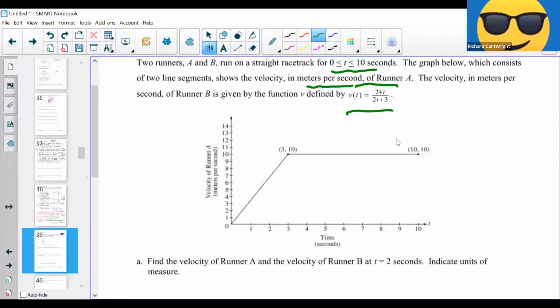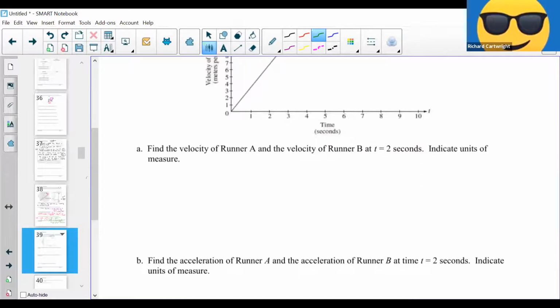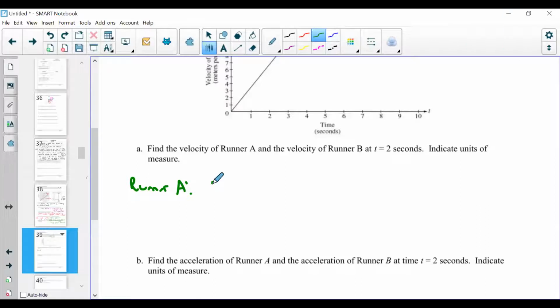I might want to rewrite that equation down farther. I'll have one of you repeat it to me because I'm going to scroll down, so hopefully you can tell me what it is. We're going to need that equation. So let's talk about A. He wants us to find the velocity of runner A. So runner A comes from the what? The graph or the equation? The graph.